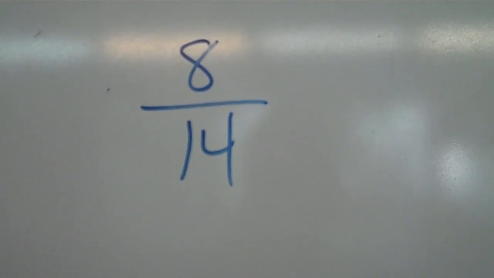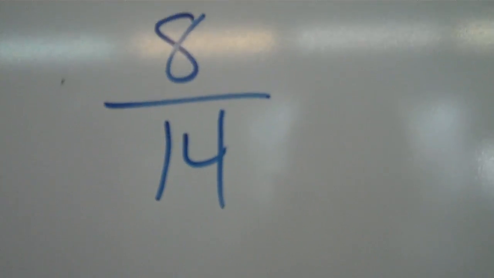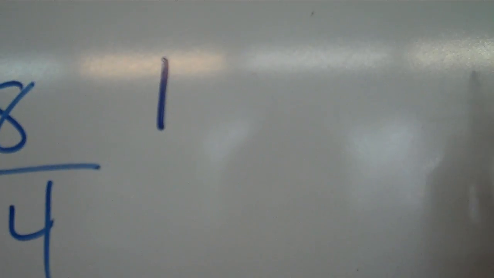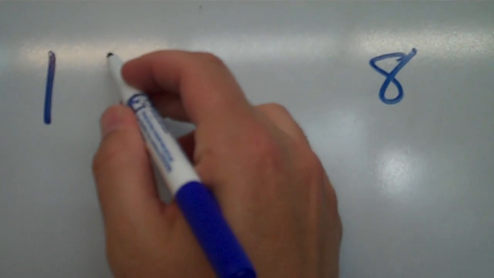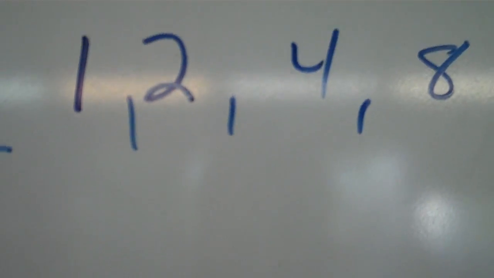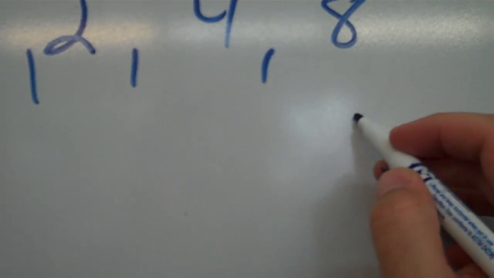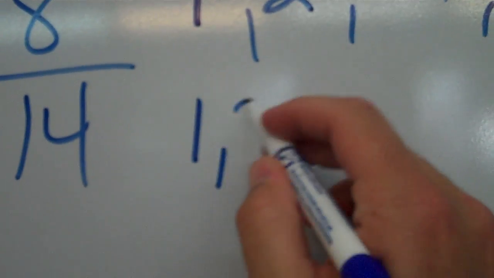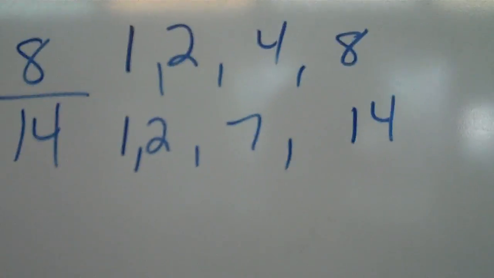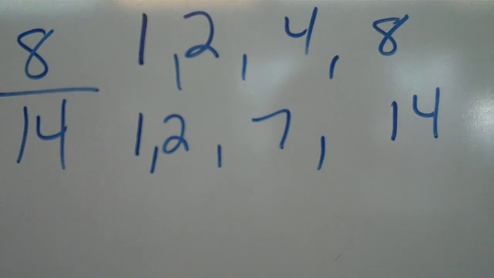So in order to reduce or simplify to the lowest terms, we first have to list the factors of our numerator and the factors of our denominator. So we think about the factors of 8. Well, obviously 1 and 8, then 2 and 4, and that's it. 1, 2, 4, and 8. As far as 14, we have 1 and 14. We have 2 and 7, and that's it. So as you can see, the factors of 8 are 1, 2, 4, and 8. The factors of 14 are 1, 2, 7, and 14.